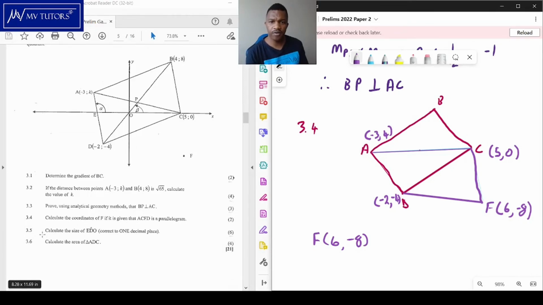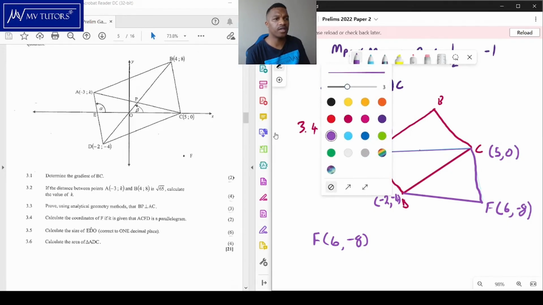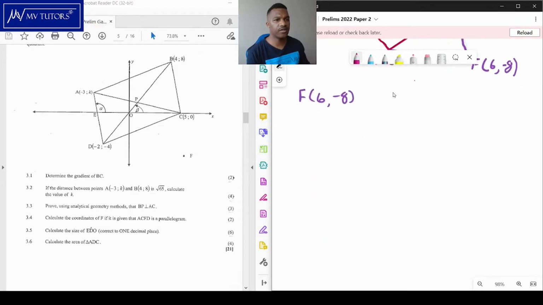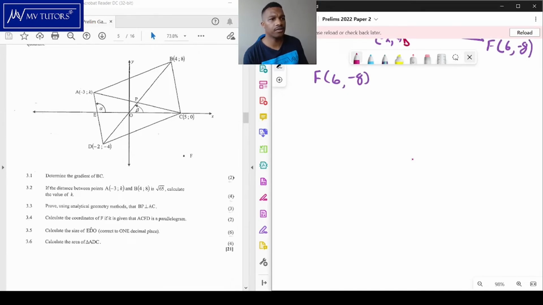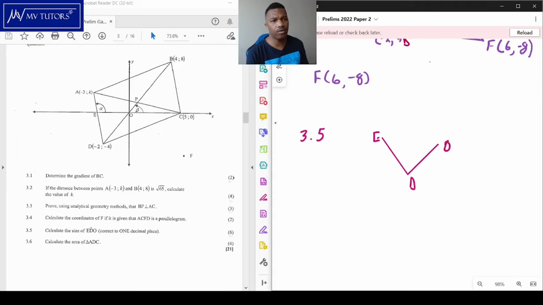Okay, and then 3.5 says calculate the size of EDO. Let me change that color once again. We're looking for the size of EDO. Okay, EDO, let's just draw it. Where is E? Okay, ED is like that, and then from there to O, it's like that. So EDO. We got E right here, we got D, and then O, shaped like that. We want the size of it.